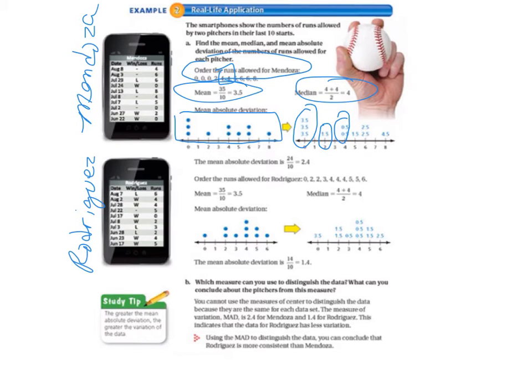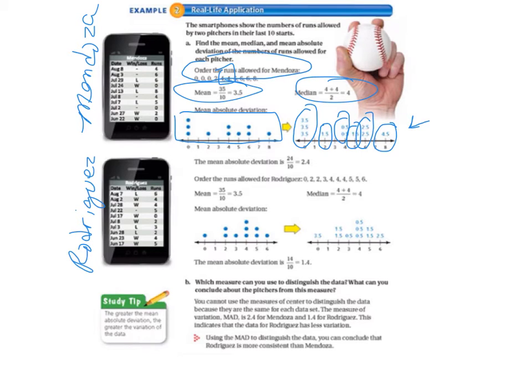So you have to replace each dot. And 5 minus 3.5 is 1.5. And 6 minus 3.5 is 2.5, so you replace those 2 dots. And 8 minus 3.5 is 4.5. So that gives you how far off each piece of data is from the mean.